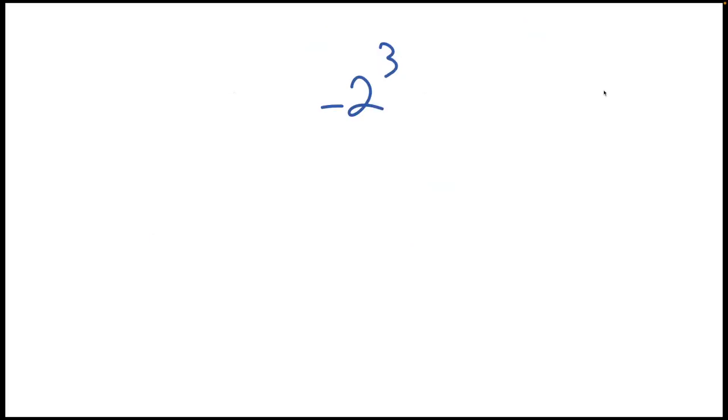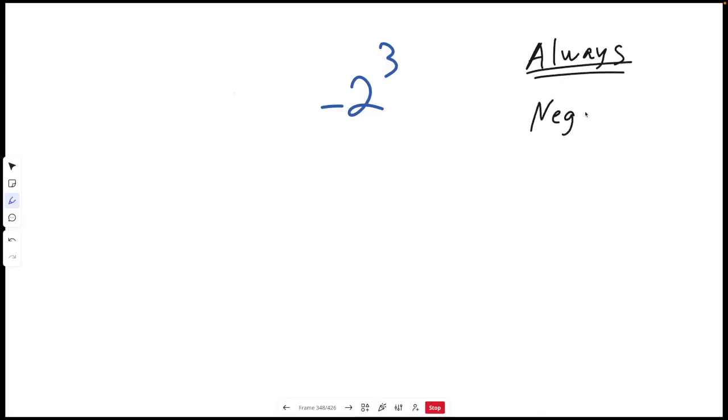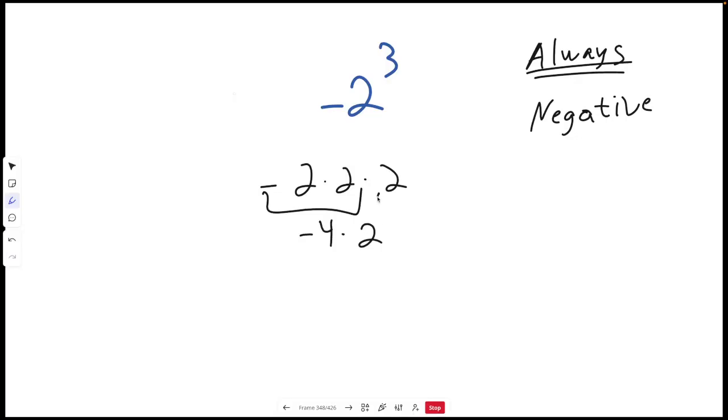All right, so here's a problem with no parentheses. If there are no parentheses, your answer will always be a negative answer. Always, always, always. Here's the reason why. Think of this as 2 times 2 times 2, and then the negative gets attached to the first number in the sequence. So now you do negative 2 times 2 is negative 4, and then you bring down your 2. Negative 4 times 2 is negative 8. This is the final answer.